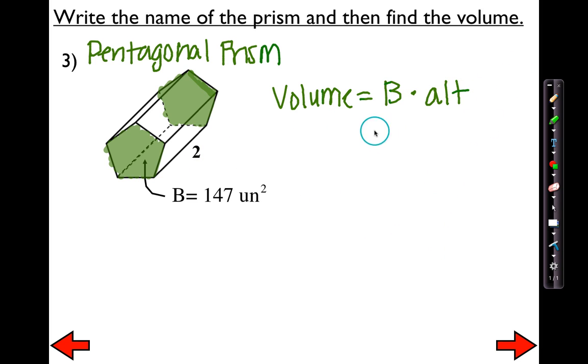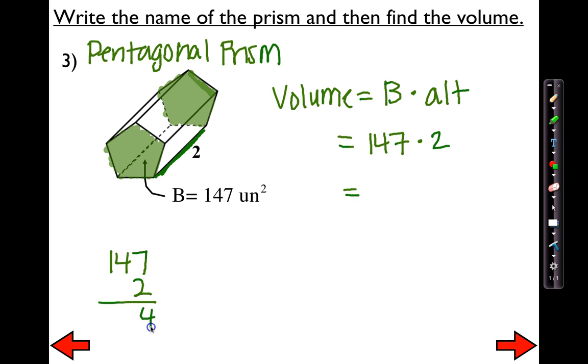So here, what's nice is they already gave us the area of this pentagon. They said the area of the pentagon is 147, so that's going to replace the area of the base. Now, how tall is this? Well, this is 2 units long, so I'm going to go ahead and multiply that by 2. Now to simplify, I'm just going to do some side work. 147 times 2 is 294 units cubed. And again, don't forget to put cubed. So that is our answer.